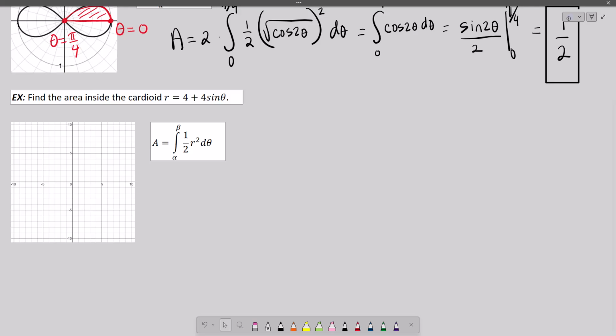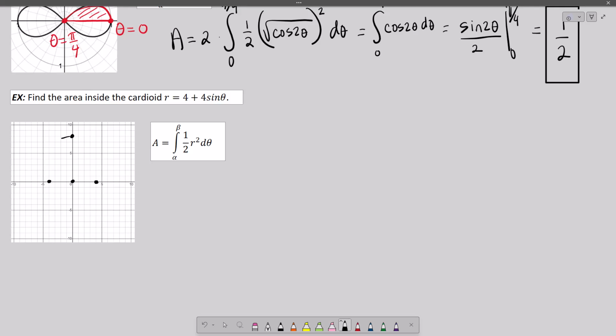Let's graph this cardioid. What is the first point? When theta is 0, how far are we from the origin? 4. The sine of 0 is 0, so we go 4 away. Plug in pi over 2. Sine of pi over 2 is 1, so we're 8 away. Plug in pi, sine of pi is 0, we're 4 away. At 3 pi over 2, we get 0.